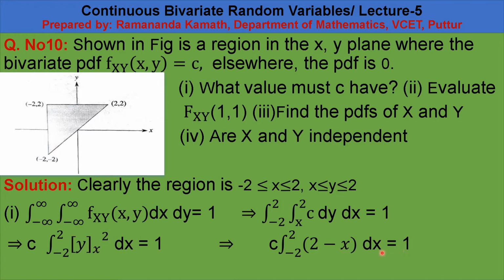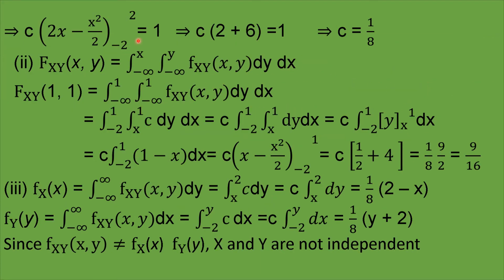Now the integral of 2 is 2x minus the integral of x, which is x square by 2, the difference at the upper limit and lower limit -2, equal to 1. c into, putting x as 2, it will be 4 minus 4 by 2, which is 2.